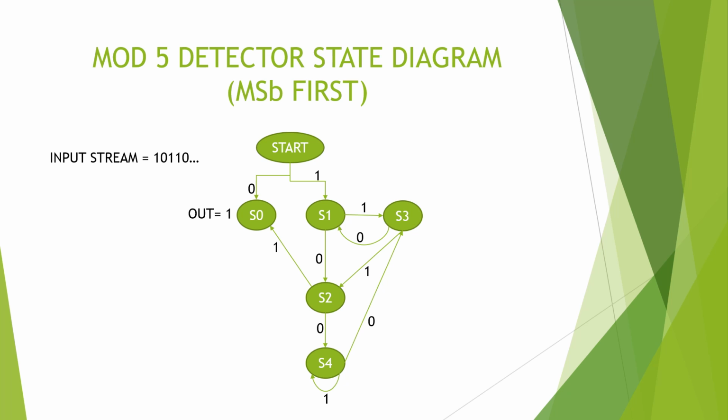So friends, please spend some time analyzing the state diagram more. It's not very intuitive, but definitely it works, and it is a solution to calculate the mod 5 of the input stream of data, MSB first.